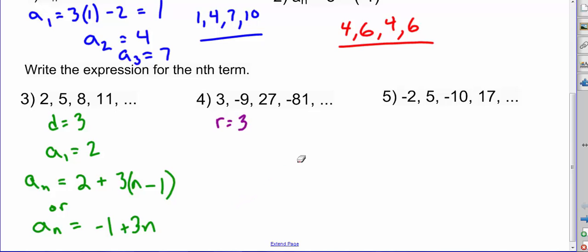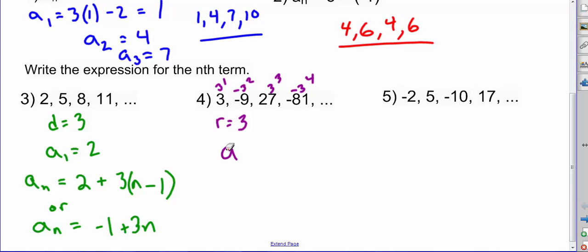Others of you may have looked at this and said, it's not just that we're multiplying by 3, but these are all actually powers of 3. Like we have 3 to the first, 3 to the second, 3 to the third, 3 to the fourth, and of course we have alternating signs. We'll come back to the alternating signs at the end. But let's take a look at this then.